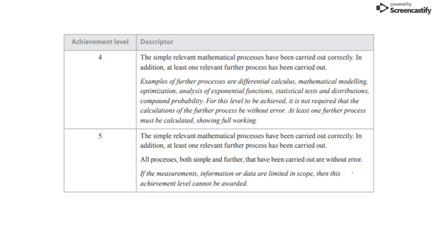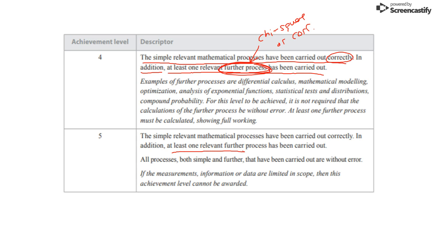Number 4, or to get up into a 4, simple mathematical processes have been carried out correctly. In addition, at least 1 relevant further process has been carried out. There's your chi-squared correlation, okay? So most of you, for the further, chi-square or correlation, okay? To get up to a 5, it really shouldn't be that difficult, but it's all are relevant, all, at least 1 relevant further process.